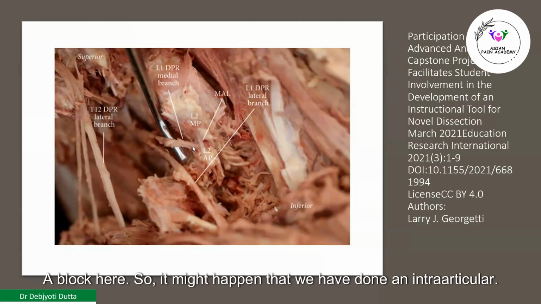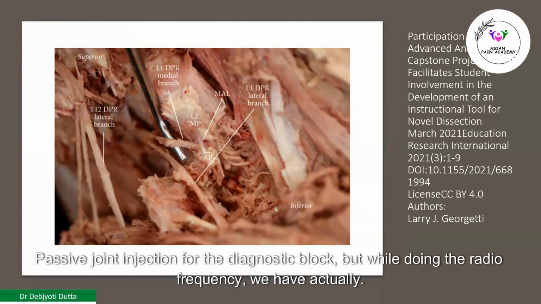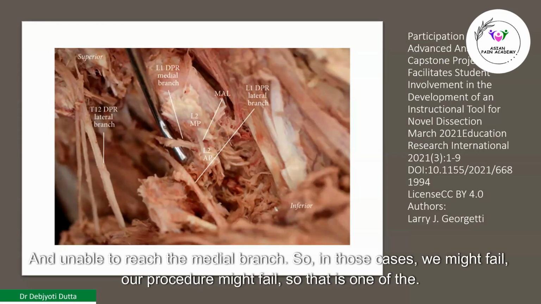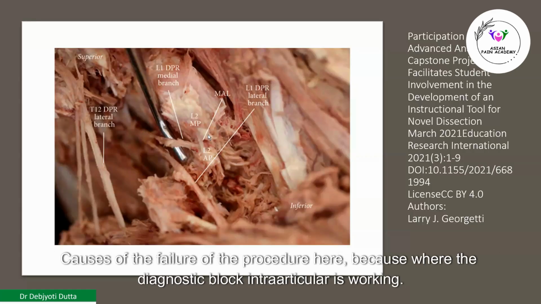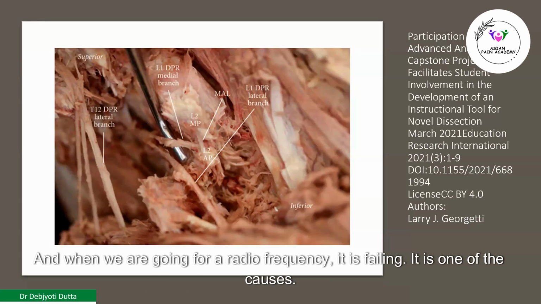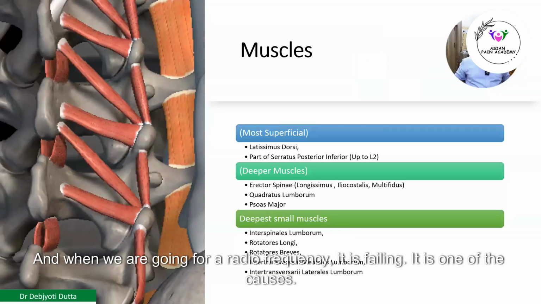It might happen that we have done an intra-articular facet joint injection for the diagnostic block, but while doing the radiofrequency, we are actually unable to reach the medial branch. So in those cases, our procedure might fail. That is one of the causes of failure of the procedure, where the diagnostic intra-articular block is working, but when we go for radiofrequency, it is failing. It is one of the causes.